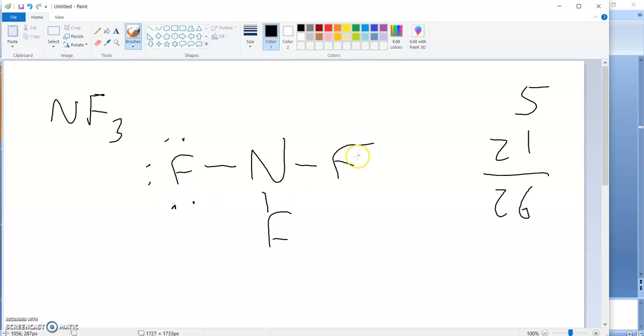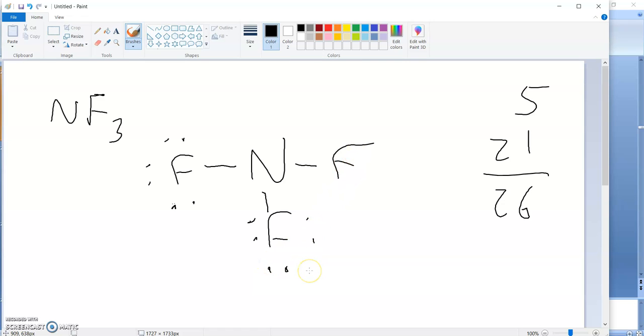Now, how many did I use total? I should keep a running total. 2, 4, 6 for the bonds, 8, 10, 12. All right, let's do the bottom fluorine. 14, 16, 18. Notice it has 8 electrons around it now. Count them up. The bond is 2, don't forget. And I've used 18 electrons.